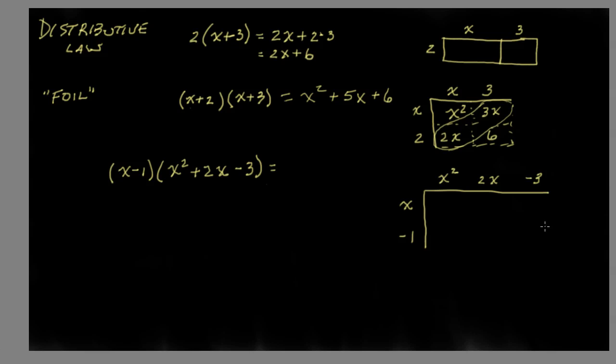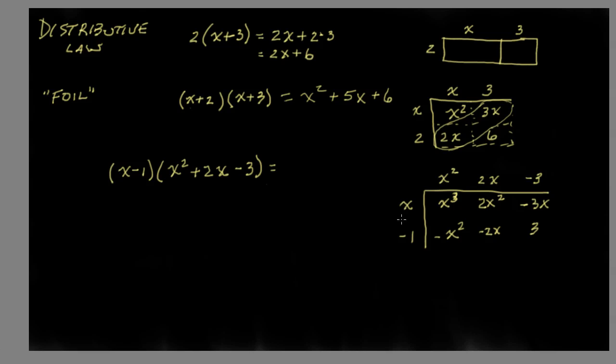Notice, if I were to draw the dividing lines between the cells, there would now be 1, 2, 3, 4, 5, 6 different cells in this large rectangle. So there are a total of 6 multiplications that have to take place. x squared times x, x cubed, 2x squared, negative 3x. Down here we get a negative x squared, negative 2x, and a positive 3.